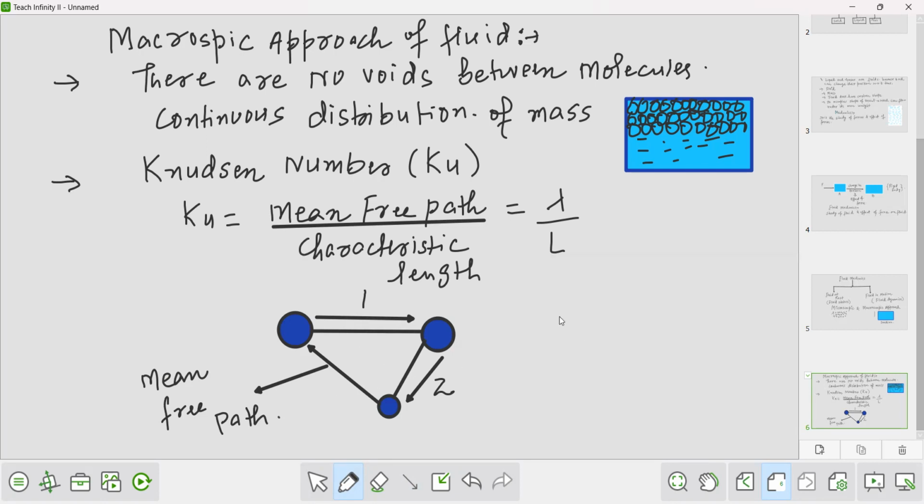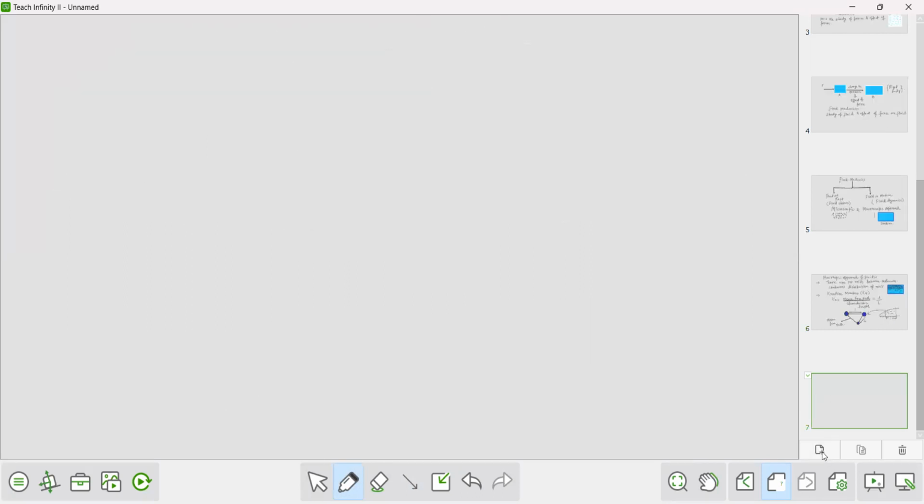And if you take any section, for example, this is the boundary. If you consider you have taken these particles in this section, the length of this section will denote the characteristic length. I hope you got this point, what mean free path and characteristic length are. Characteristic length is the section from where you got these particles. Okay, you have chosen these particles, just an assumption.